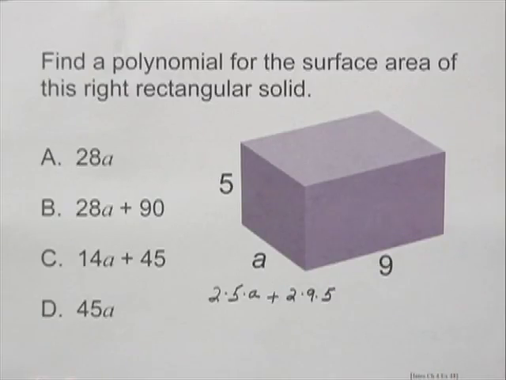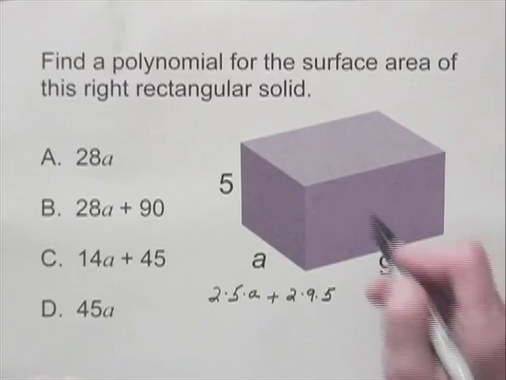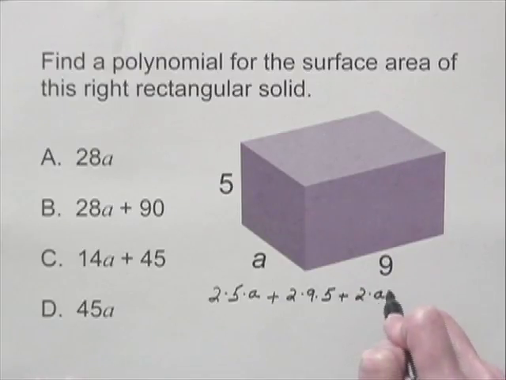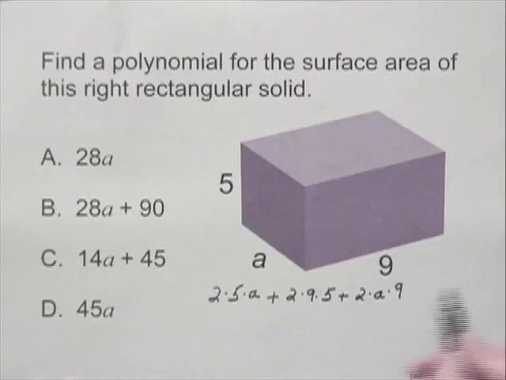And then finally we have a part of the box that has dimensions a by 9. That would be the top and the bottom of the box, and we have 2 of those. So the area of those two would be 2 times a times 9.